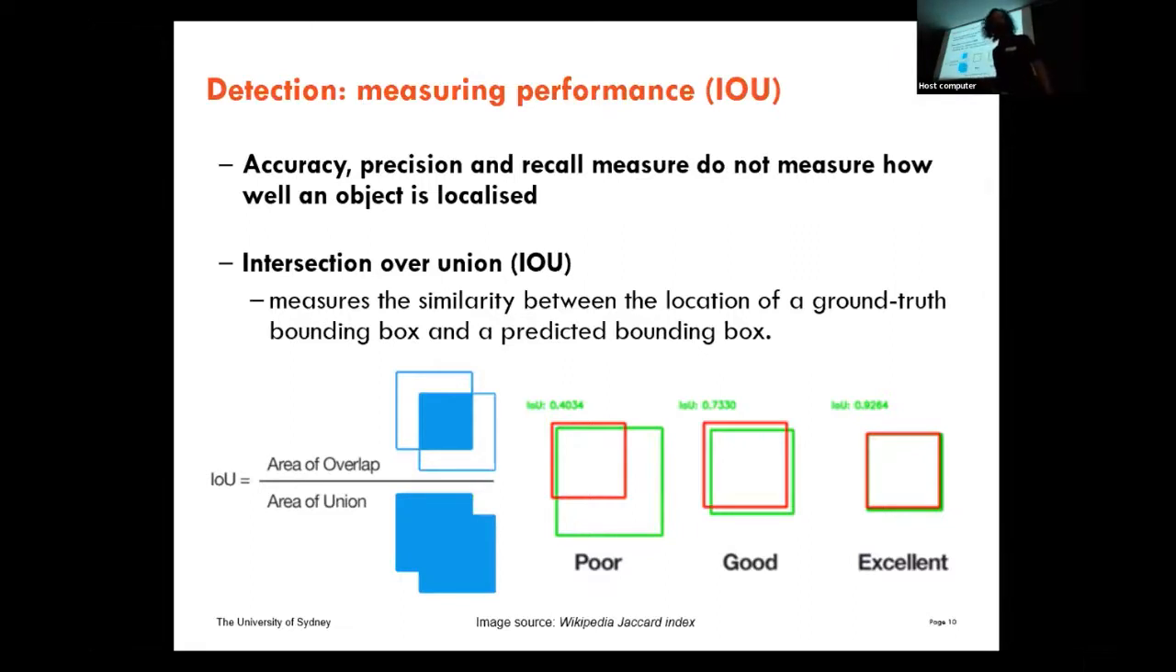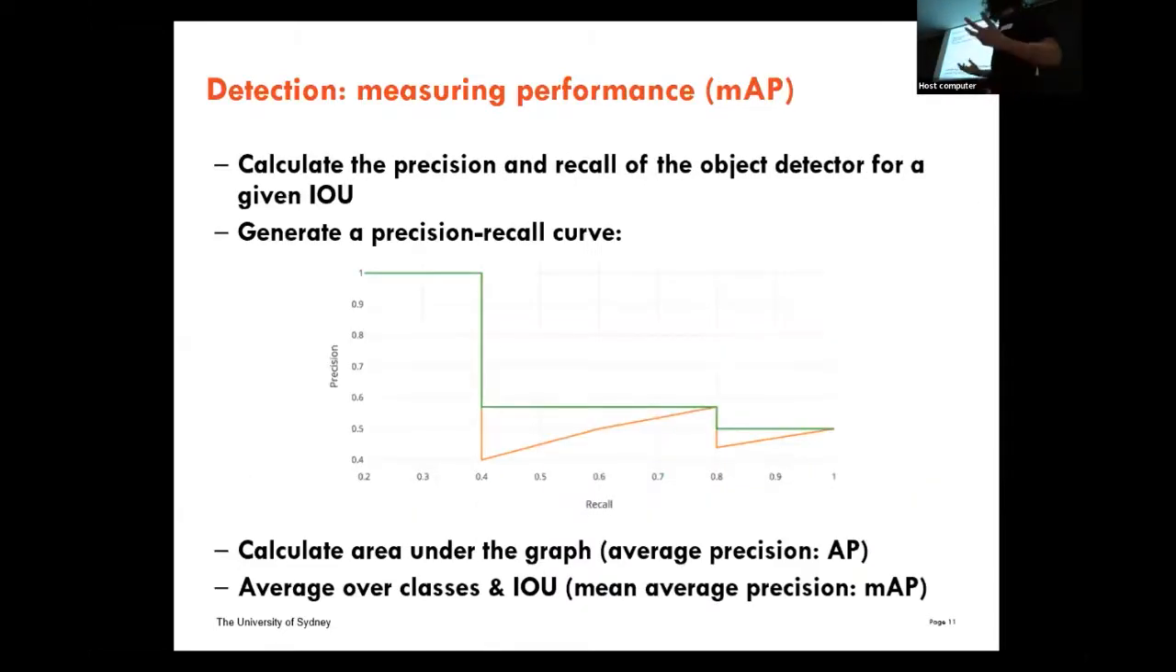So it's a nice way of measuring similarity between boxes. So I've got three components now: precision, recall, and IOU. How do we combine them into one nice metric that we can rank these algorithms? That's called the mean average precision.